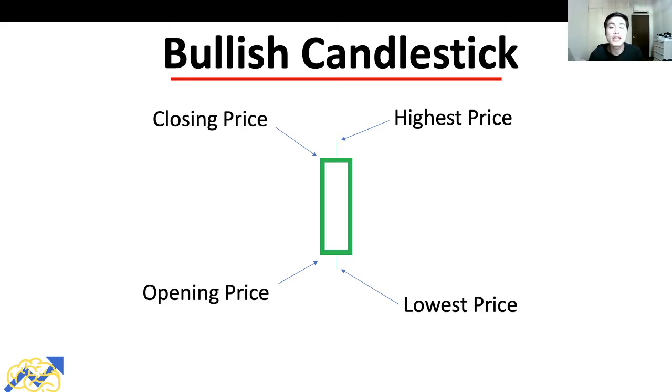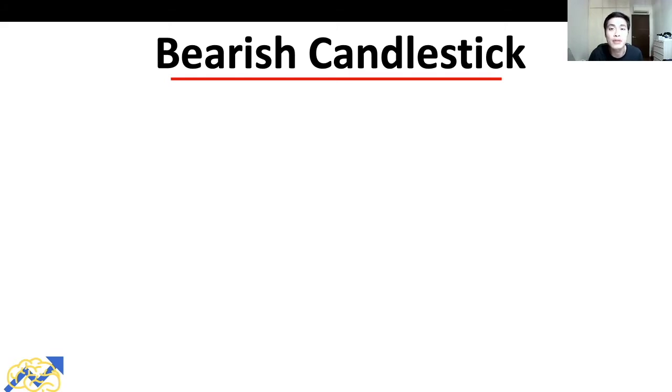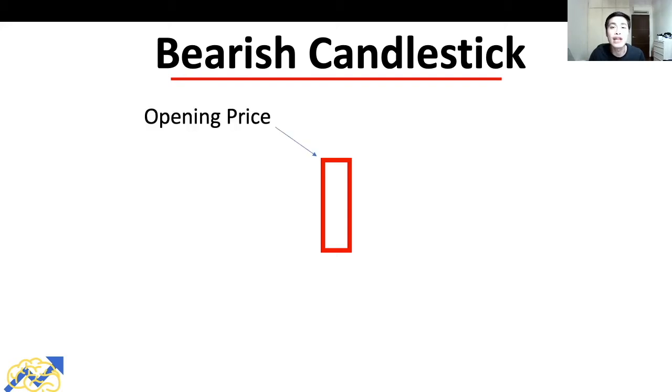The important point to take note of for a bullish candlestick is this: the closing price is higher than the opening price. So even without these 4 pieces of information, if we see a green body candlestick, we know that it is a bullish candlestick, and its closing price is higher than its opening price. The next candlestick is the bearish candlestick. A bearish candlestick is usually indicated by a red body. And for a bearish candlestick, the upper part of its real body is indicated by its opening price, and the lower part of the real body is indicated by the closing price.